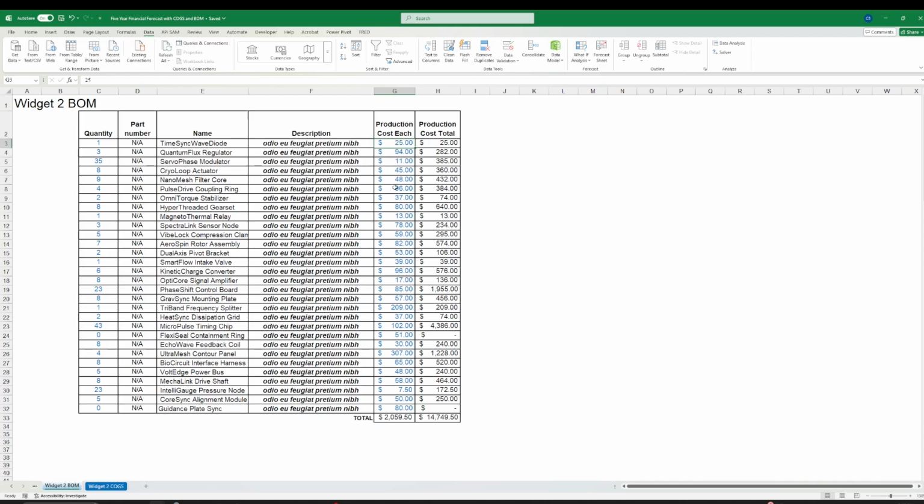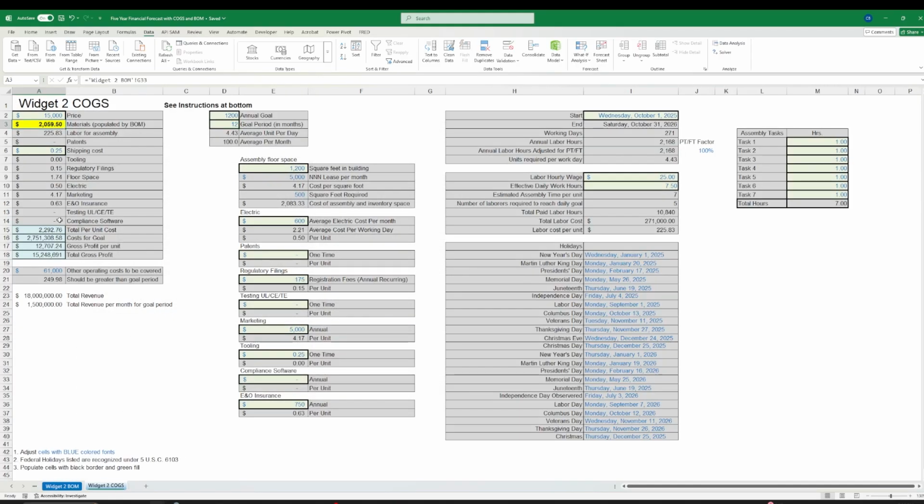As you move over here, you can see that production cost each unit is your breakdown, and your production costs for the entire period, in this case 12 months, is over here. And so this cell down here, G33, is what is driving your bill of materials per unit over here for your actual cost of goods sold for the unit.